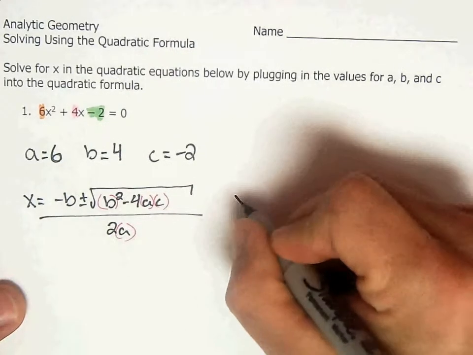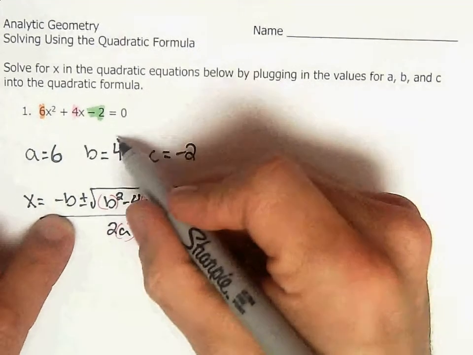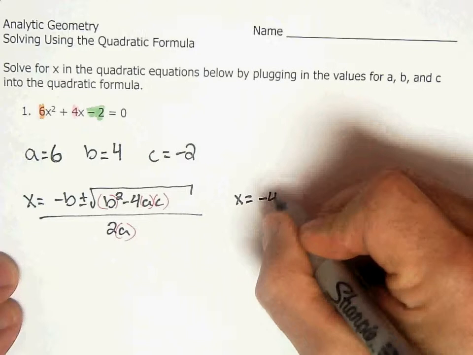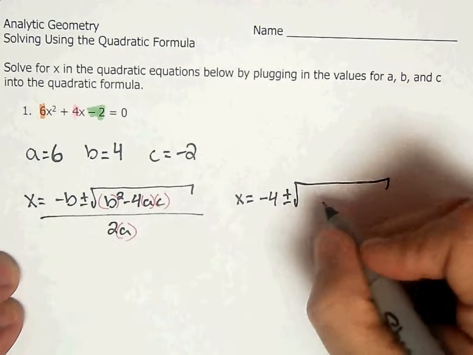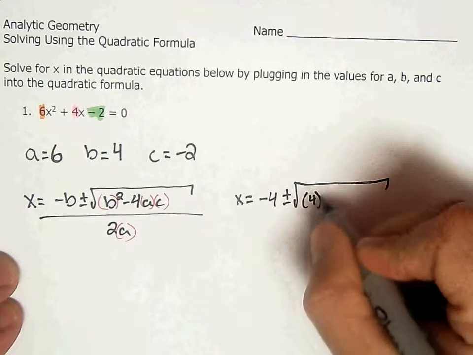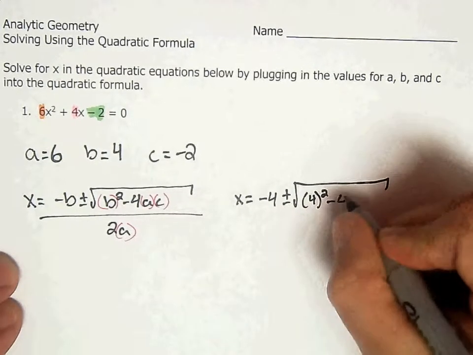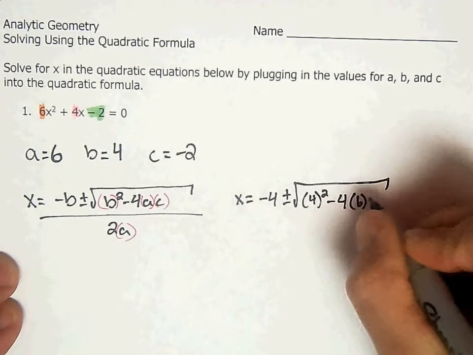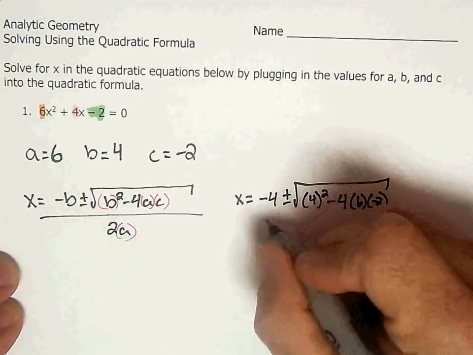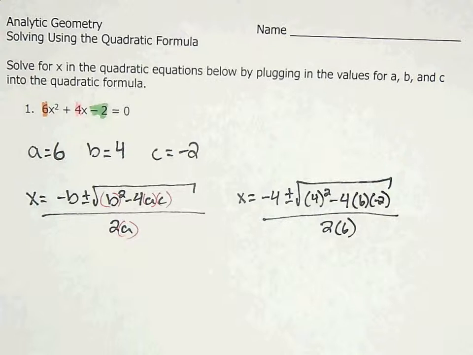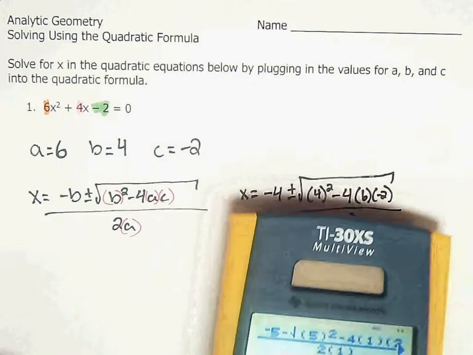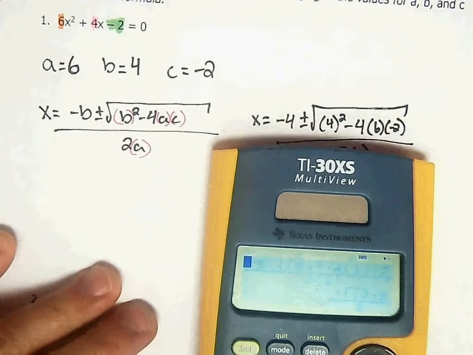So that's x equals the opposite of b. Well, b is 4, so the opposite of b is negative 4 plus or minus the square root of b squared, so 4 squared, minus 4 times a times c, all over 2 times a. And now I'm going to type that into my calculator. Okay.